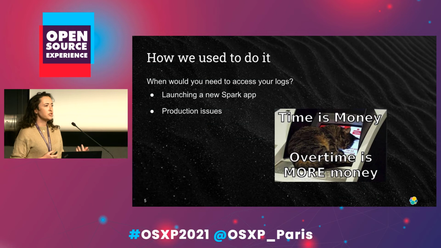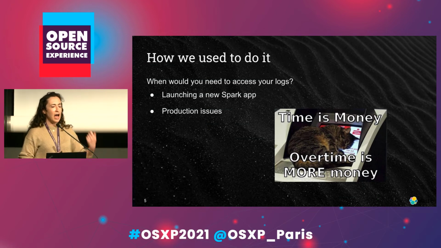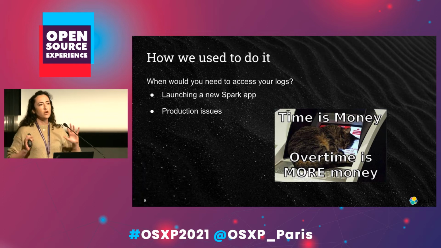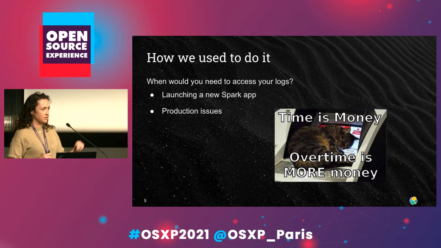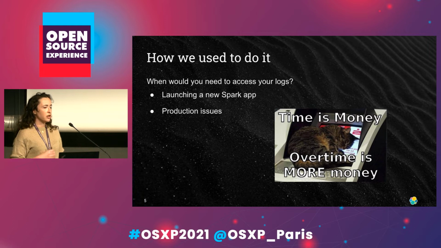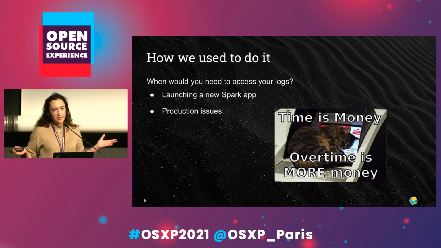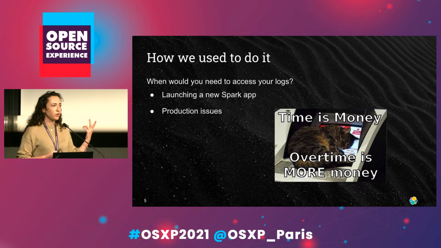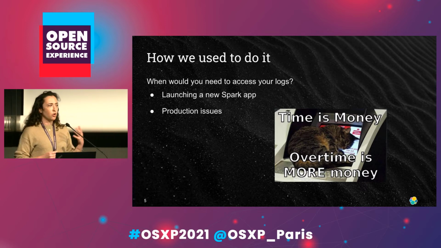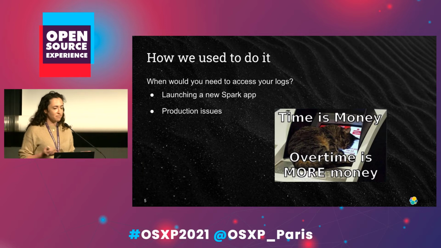Before we start our discussion about how we used to access logs, we really need to talk about when we access logs. And we access logs in one of two cases, right? The first one would be when you've just developed a new Spark application, you launch it on your EMR, and you just want to follow it up. So you want to access your logs. And then the second would be when you have a production issue. And you might know that the problem is with Spark, or you might not. But essentially, you want to access the logs. And in both of these cases, time is of the essence.